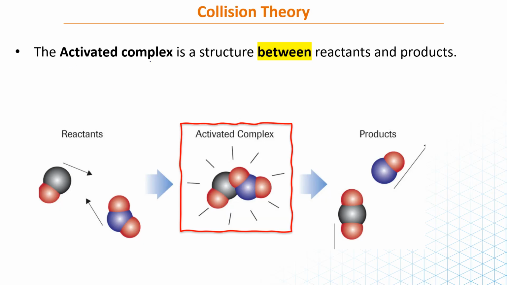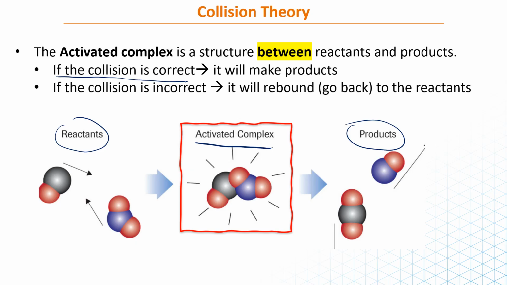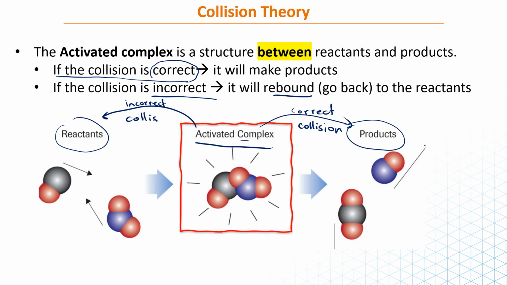So the activated complex, this thing here, is a structure between reactants and products. يعني هو يكون ما بين المتفاعلات ويكون ما بين النواتج. If the collision is correct, إذا التصادم يكون صحيح, the activated complex بيكون products. This is if you have correct collision. الحين بنشرح شو معنى correct collision, okay? If the collision is incorrect, it will rebound, go back to reactants. So incorrect collision. إذا كان التصادم غير صحيح فالactivated complex هذا راح يرد ويرجع للمتفاعلات ما راح يكون نواتج.